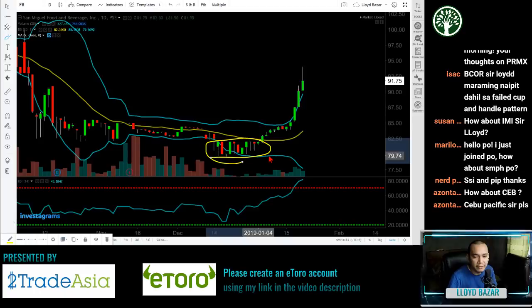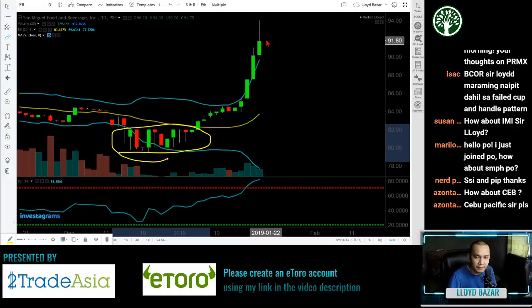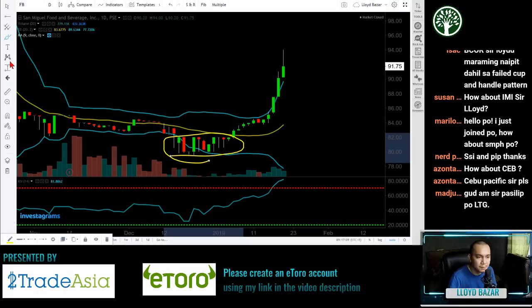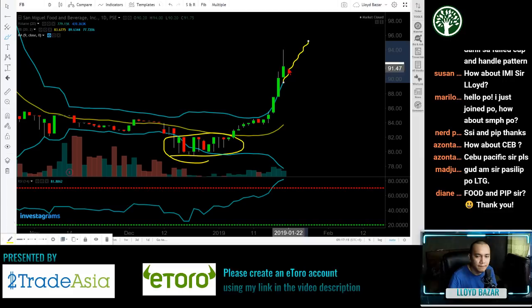Congratulations. And then, where is our sell point when we see that the momentum is failing? Whenever it closes above the Bollinger Band, that means it still has momentum. So, wag po muna. Right, the market is bullish, so as long as it closes outside the band, there's still momentum. If you see that it closes inside the band, then that is when you consider selling half. So right now, we're not seeing any weakness yet, so hindi muna tayo magsasell half. Nerdpec, SSI, and PIP, thanks.